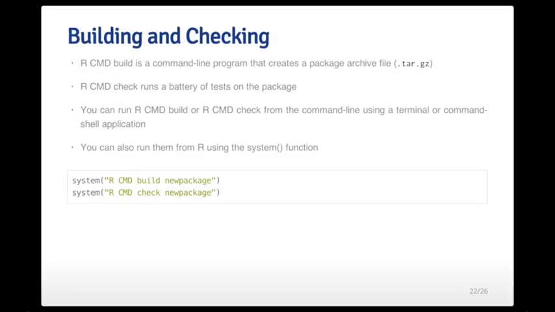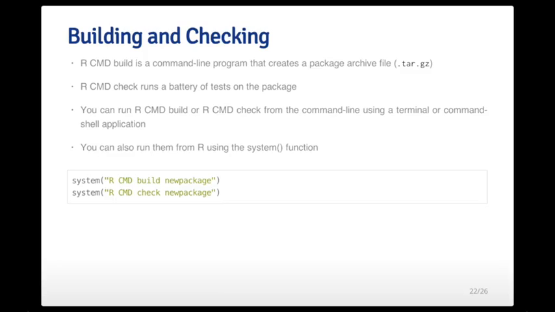So that's your help. That's kind of how the help files look. Once you've got your R code, your help files, your description, and your namespace, then you can start by building the package. And there's a command line tool that comes with R. It's called R CMD build, and it creates the package archive file, which typically has a tar.gz extension.